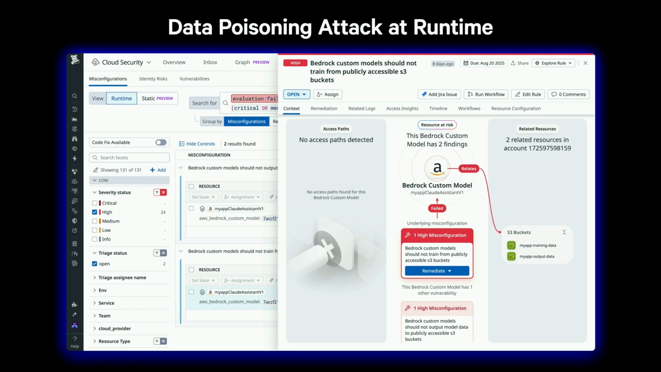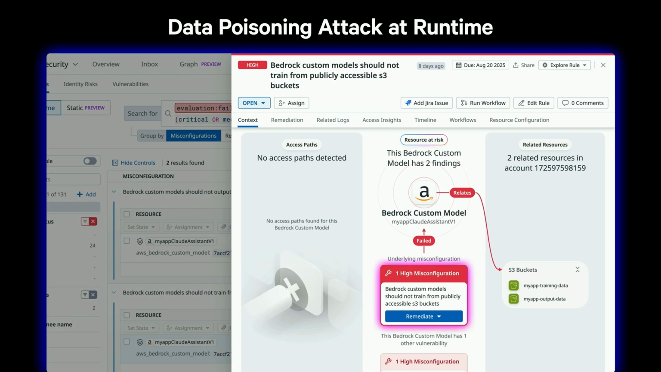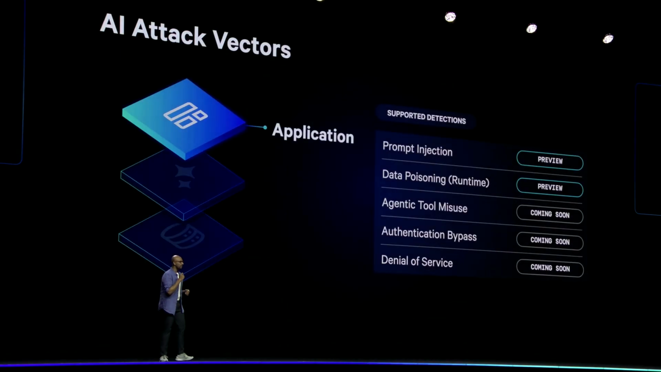And pivoting to my cloud environment, let's look at a data poisoning attack at runtime. Datadog shows my app is training from a public S3 bucket, meaning an attacker could poison the data and maliciously change the model's behavior. I can now remediate the vulnerability directly in Datadog and meet AI security standards with our out-of-the-box AI compliance frameworks. We're continuing to build more detections, including agentic tool misuse, novel identity attacks, and denial of service coming later in 2025.